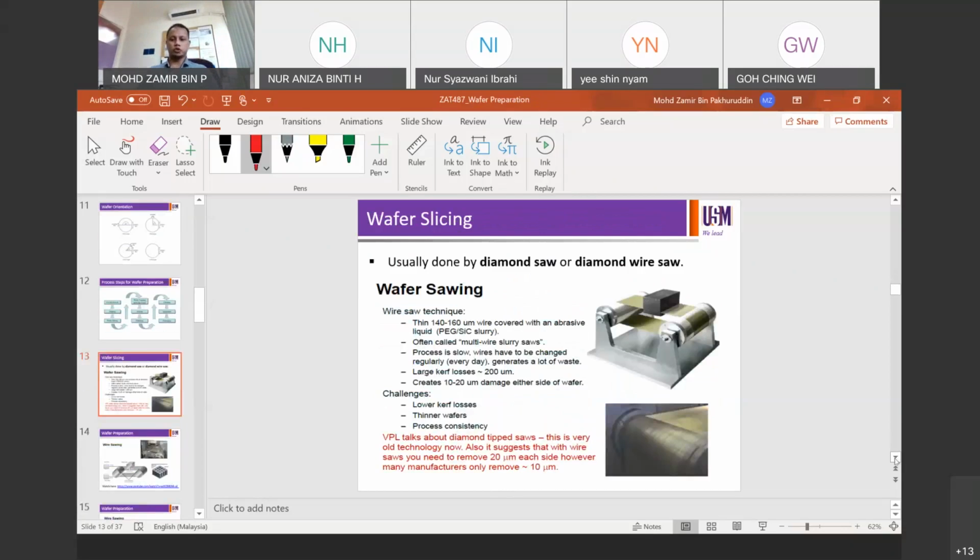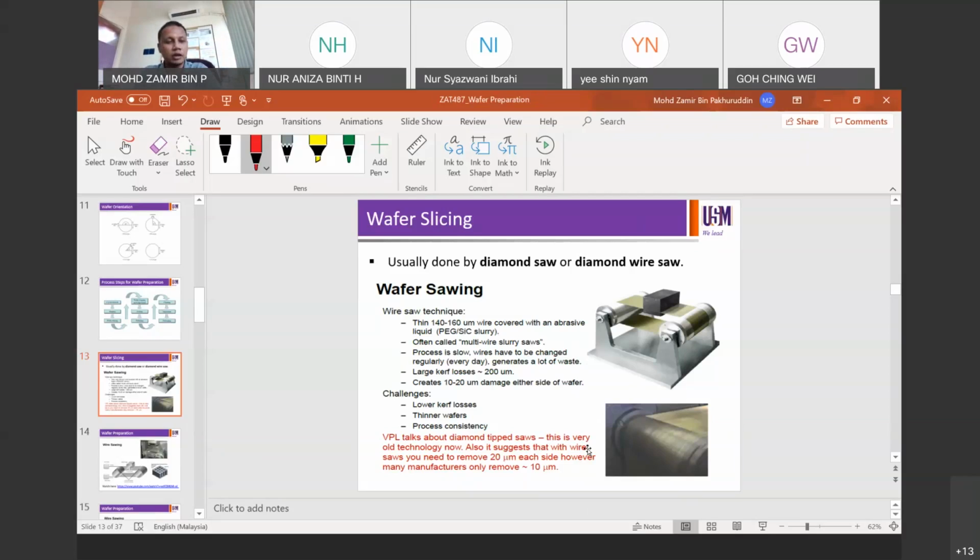So let's go to the slicing process, or sawing process, if you like. Usually it's done by diamond saw or diamond wire saw. So this is how it looks like. The example that I take here is from square silicon bricks. The silicon brick is used for solar cell fabrication. Because for solar cells we don't want to use round, we want to use square.